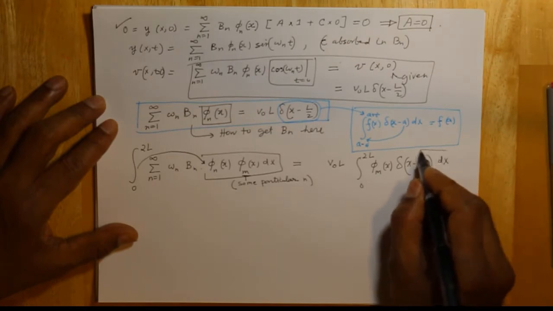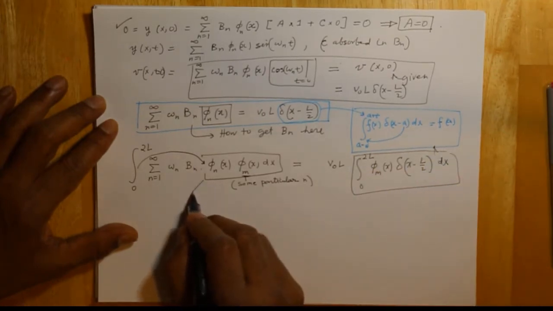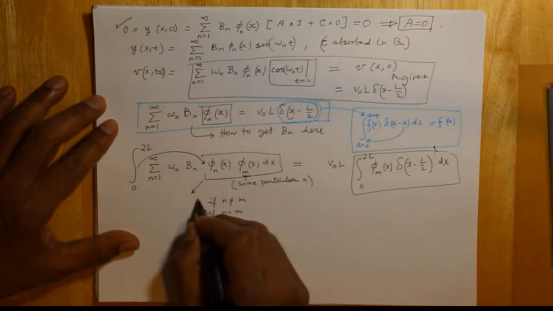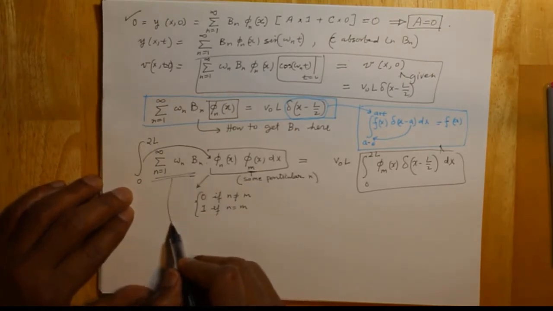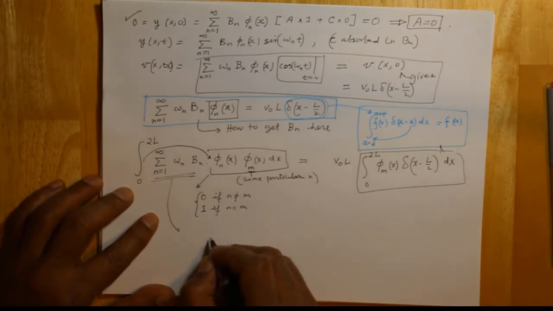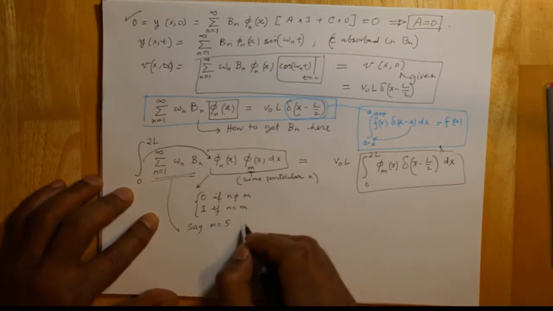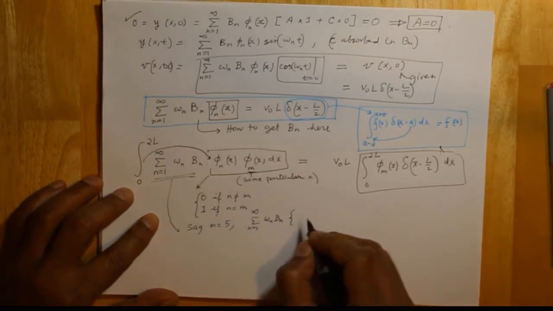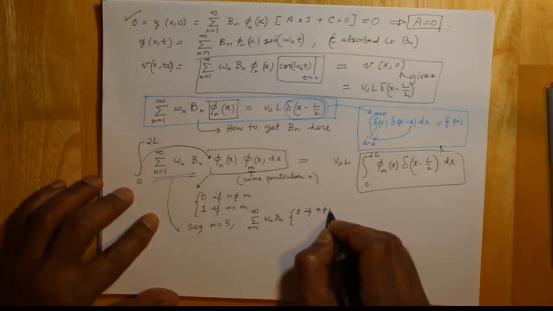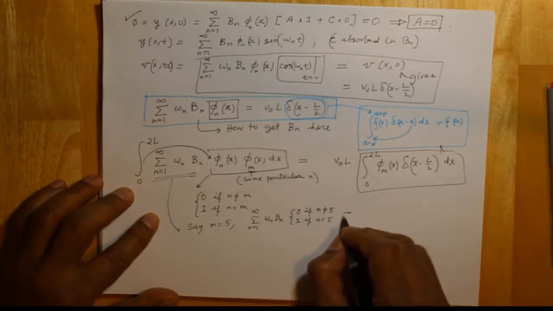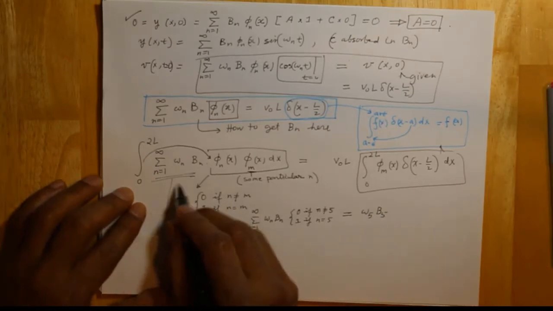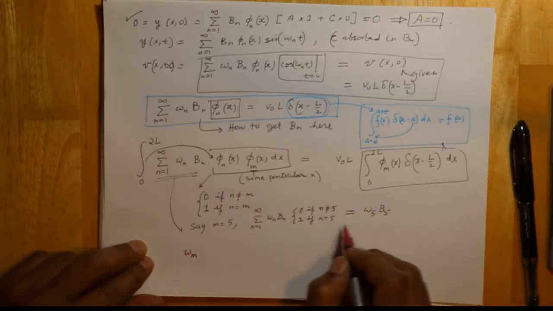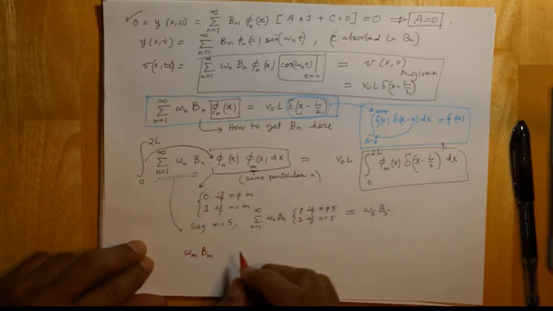Okay, so this integral looks like that integral. This integral, when I do it out, is 0 if n is not equal to m, and 1 if n equals m. So when you sum over this, the only term after integration should be, say m was 5, what are you going to get? The summation over n from 1 to infinity of omega n bn times 0 if n is not 5, 1 if n equals 5. So this will mean omega 5 b5, and the same for all the other terms. So on the left side I'm going to get omega m, that particular one, and bm. That's all I'm going to get on the left side.